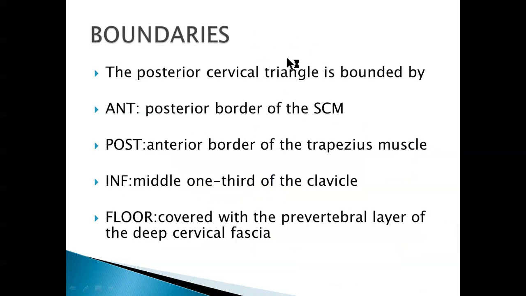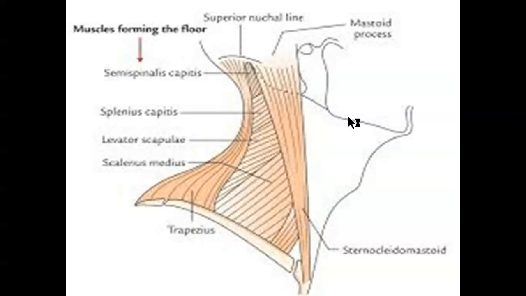Now, the boundaries of this posterior triangle, of course, I've already mentioned. Very easy to remember: the posterior border of your sternocleidomastoid, the anterior border of your trapezius, and the superior border of your clavicle. These are the boundaries, and the floor of this posterior triangle would be formed by these four muscles: semispinalis capitis, splenius capitis, levator scapulae, and scalenus medius.